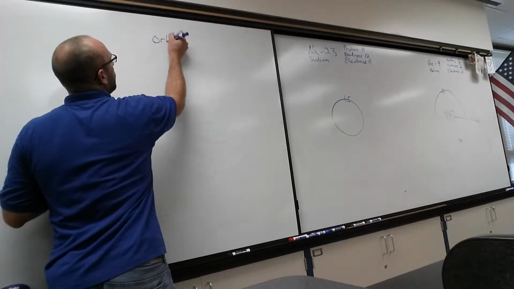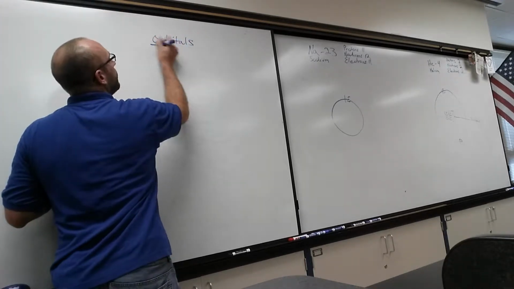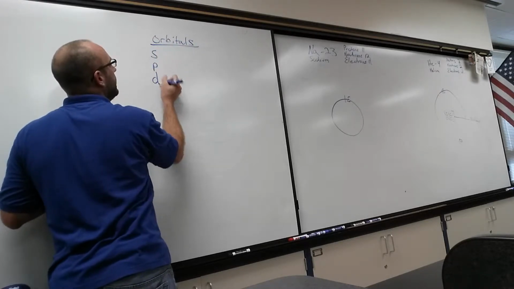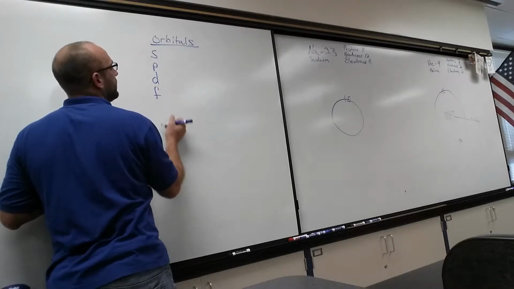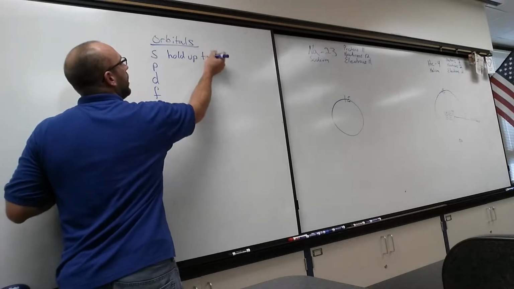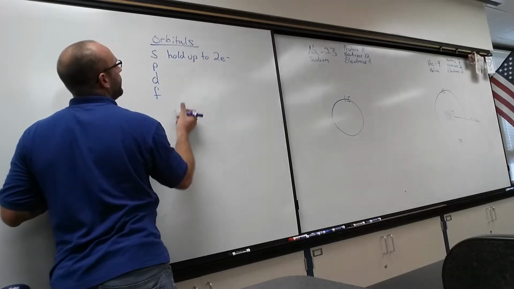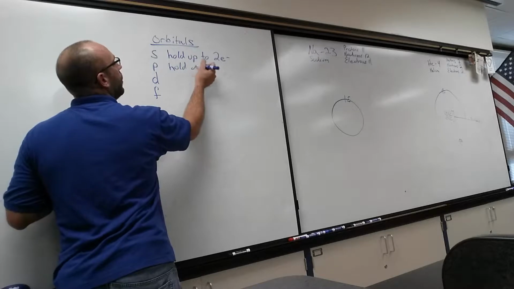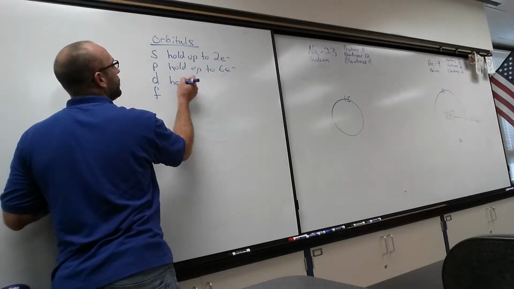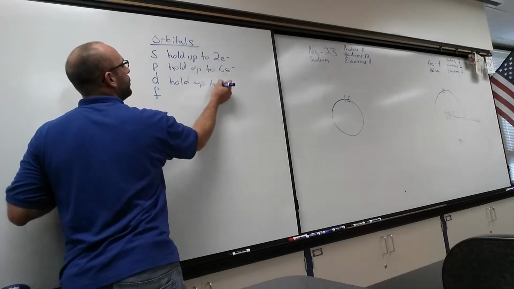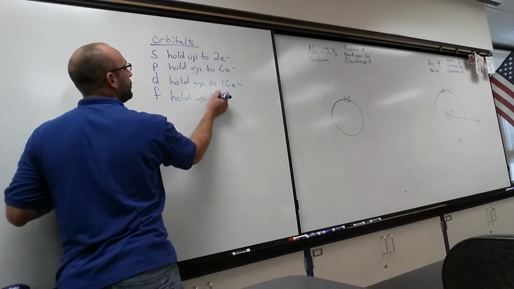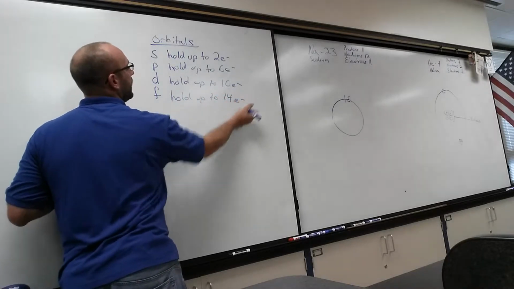So for our orbitals, we have S's, P's, D's, and F's. S orbitals hold up to 2 electrons. P orbitals hold up to 6 electrons. D orbitals hold up to 10 electrons. F orbitals hold up to 14 electrons.